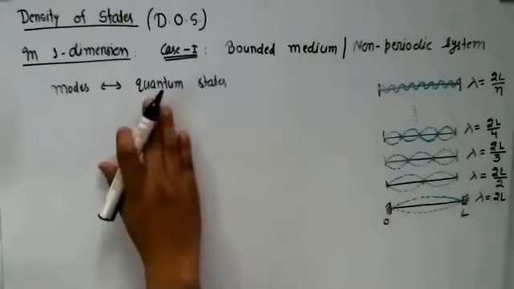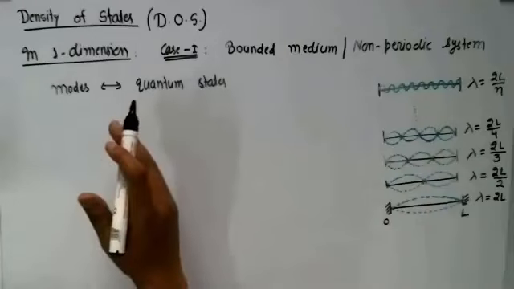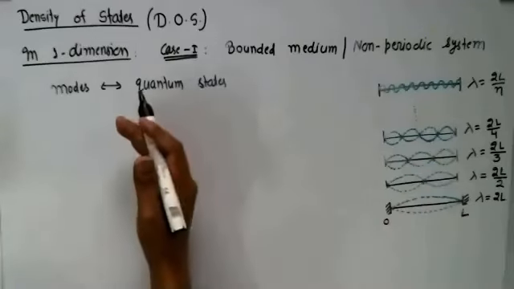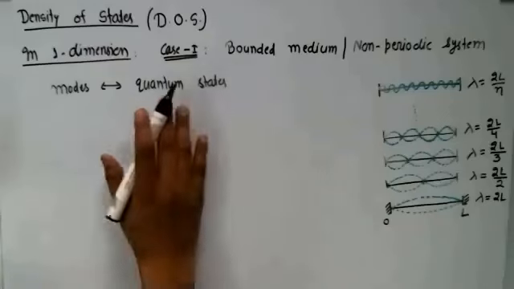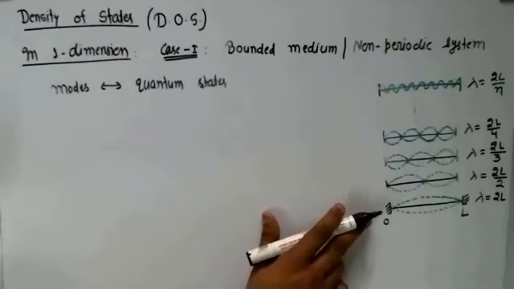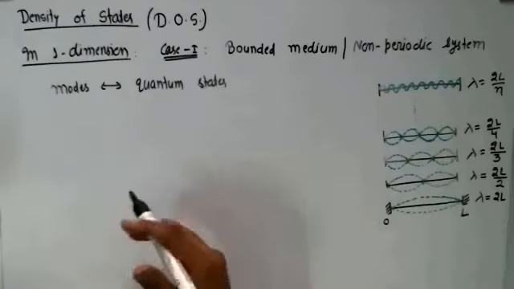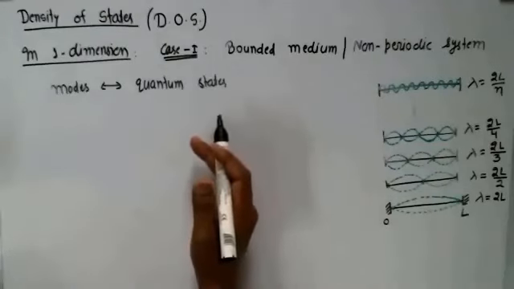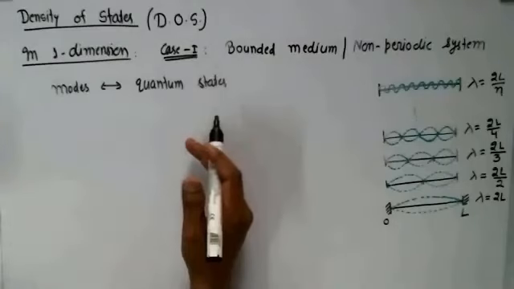In the quantum system also, you frequently encounter the case that there are states with the same energy. Am I right? Yes, sir. So if there are 2 or 3 states with the same energy, then we call them degenerate states.